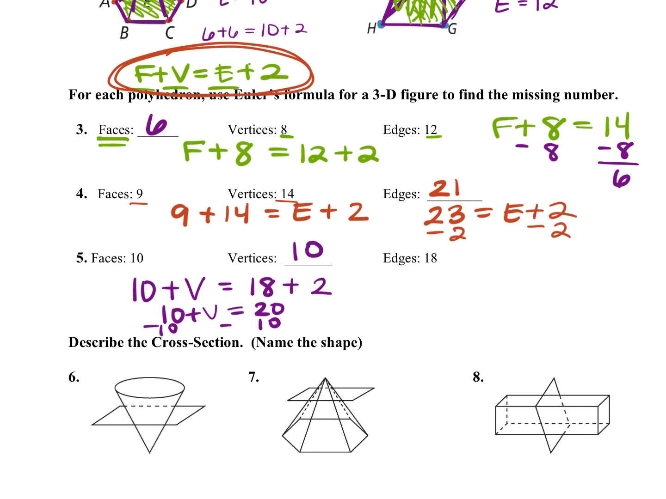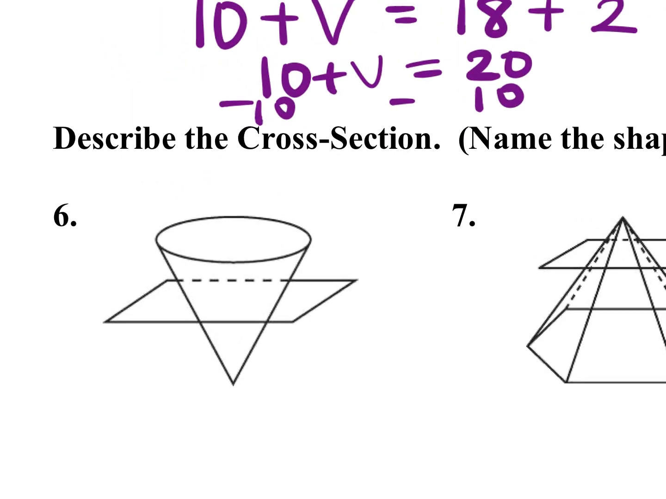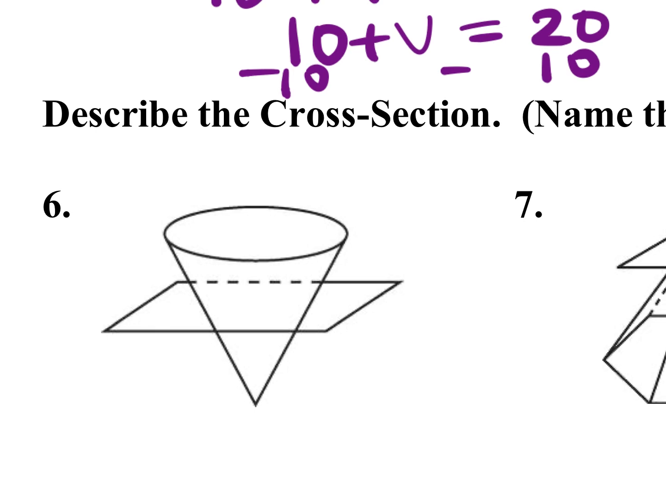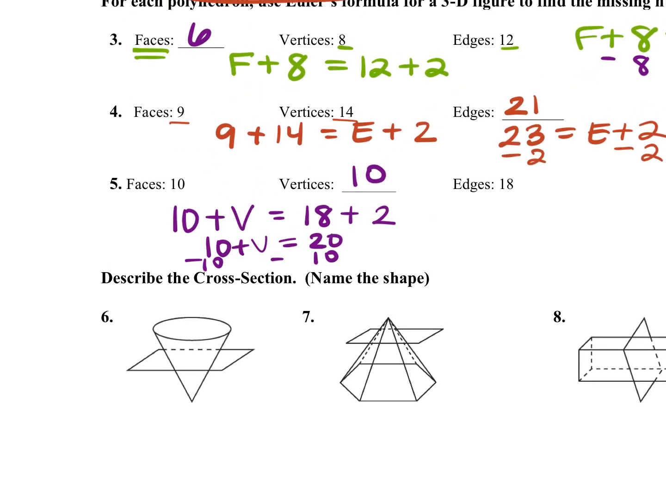Okay? Okay, this one is name the cross section. If you take a cone, in this case upside down, like a sugar cone, and you put a plane through it horizontally, what shape would overlap the plane and the solid cone? A circle. It's always the shape of the base when it's sitting like this, right? So you would say a circle.